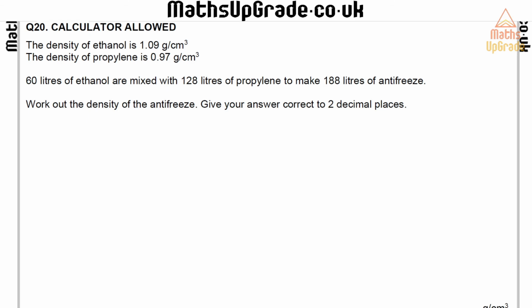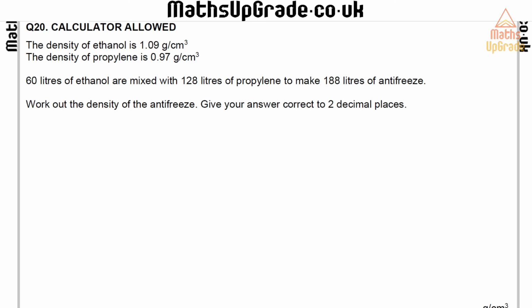Okay, question 20. I'm given the density of ethanol and I'm given the density of propylene. 60 litres of ethanol are mixed with 128 litres of propylene to make 188 litres of antifreeze. Work out the density of the antifreeze, giving your answer correct to 2 decimal places.